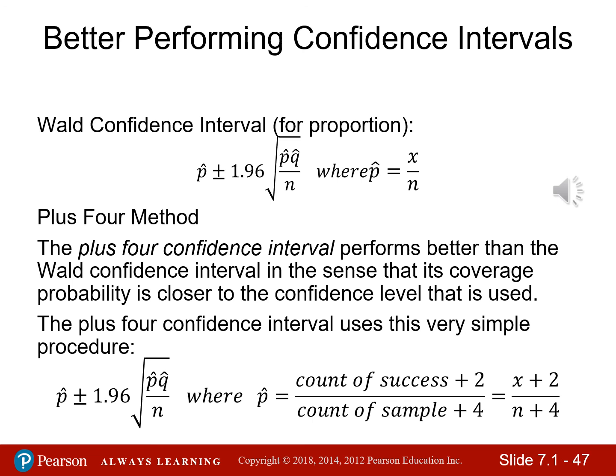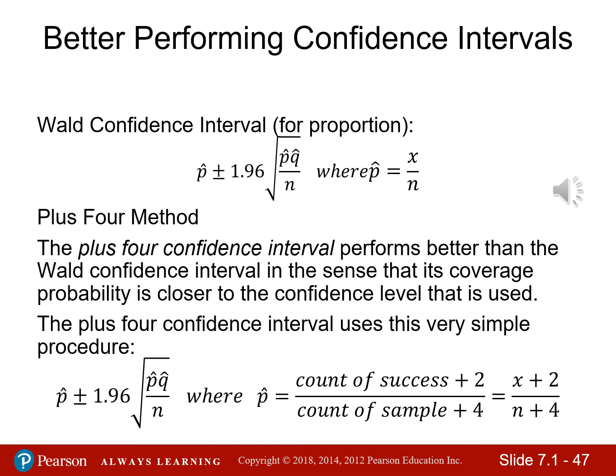So far, we've been learning what is known as the Wald confidence interval for proportion. The Wald confidence interval for proportion is p hat plus or minus our critical value multiplied by the standard deviation of the sample, where p hat is equal to the number of successes divided by the sample size.